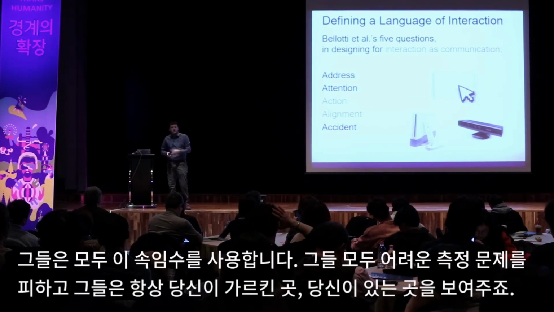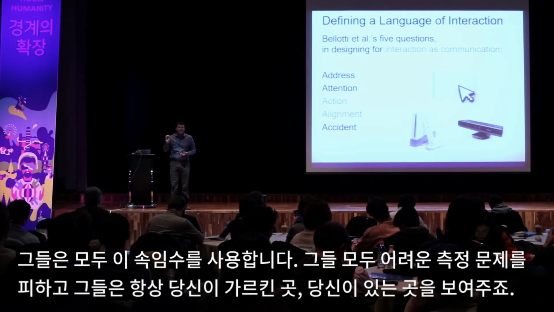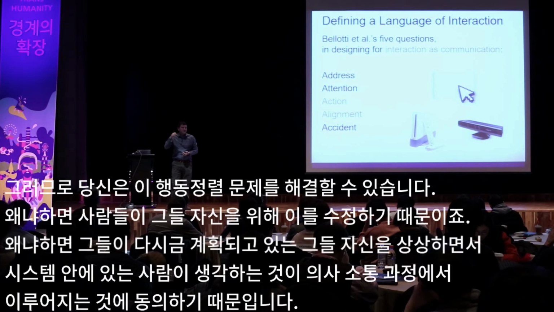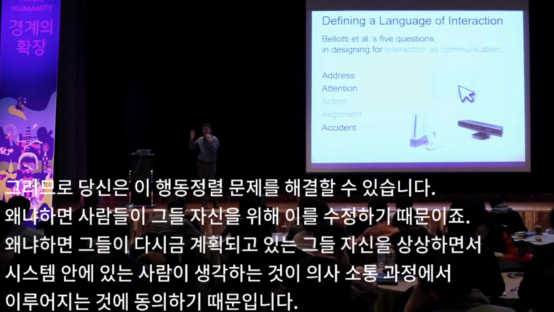They all employ this trick. They avoid the hard calibration problem. They always show you where you're pointing. They always show you where you're at. And so you can solve this action and alignment problem because the person corrects for it themselves, because they see a mirror image of them being projected back to them. And so we agree on what the person and the system think is happening in the interaction.